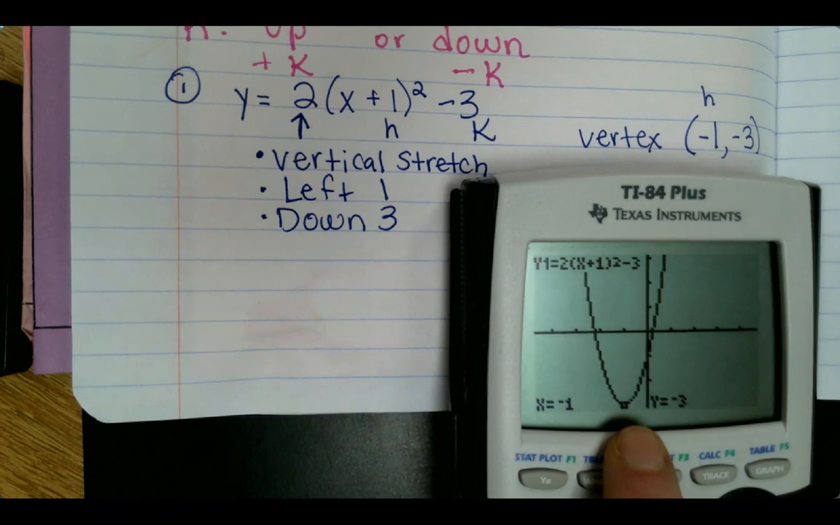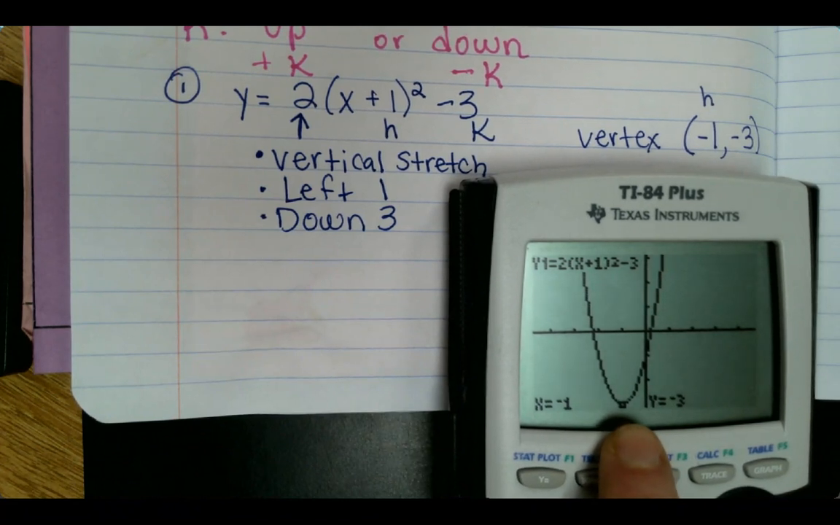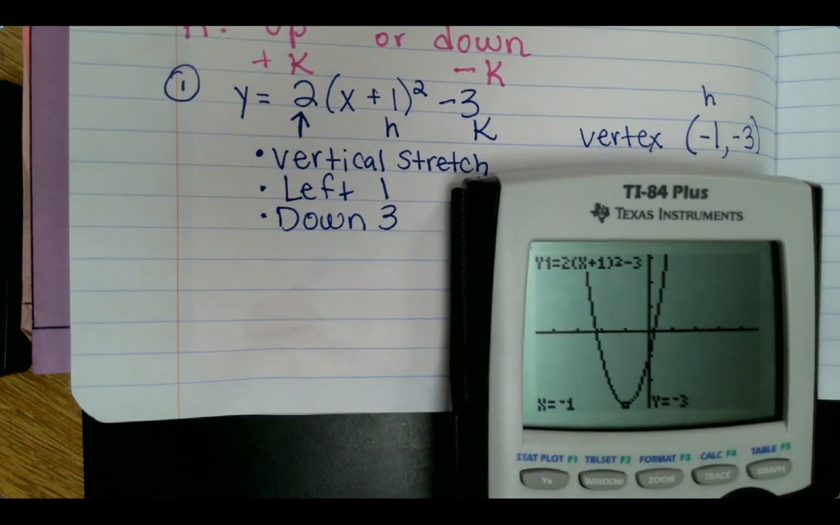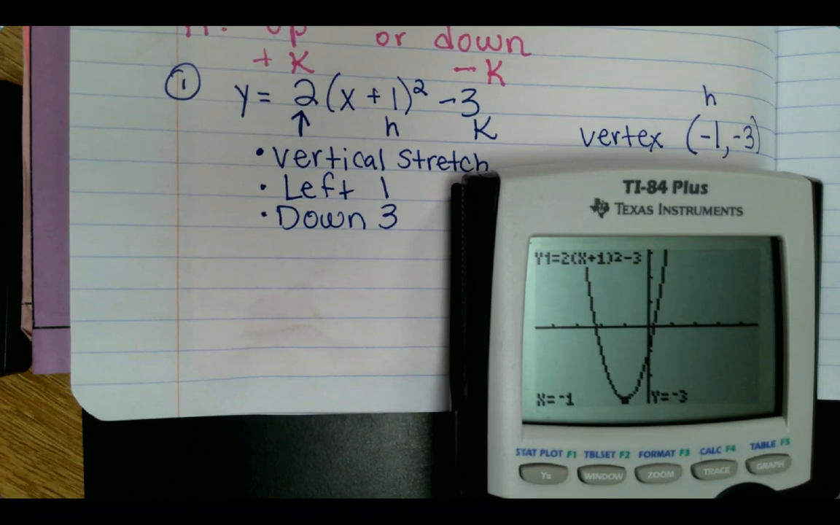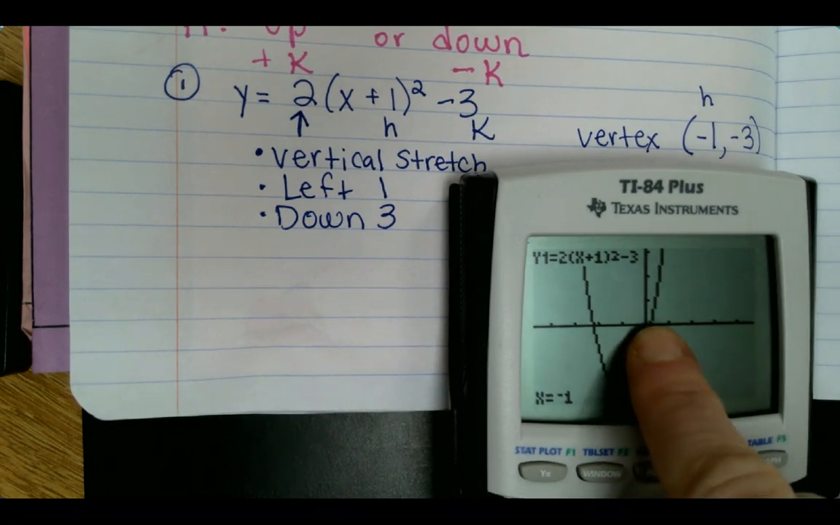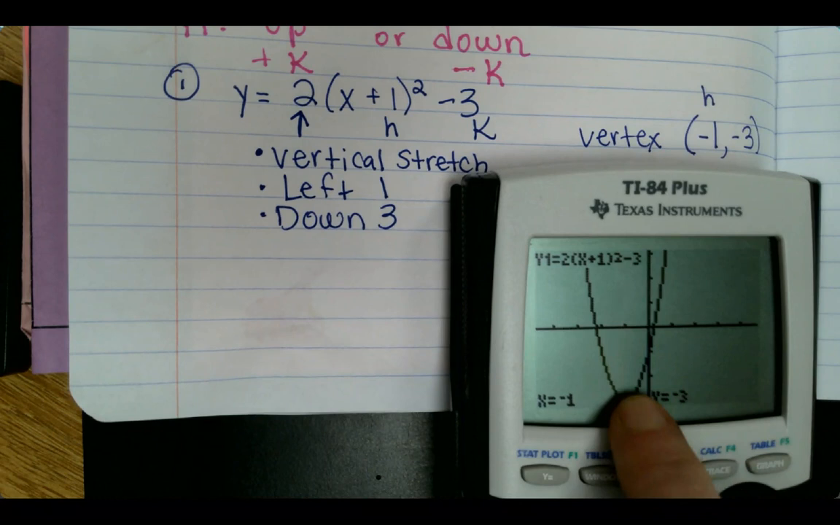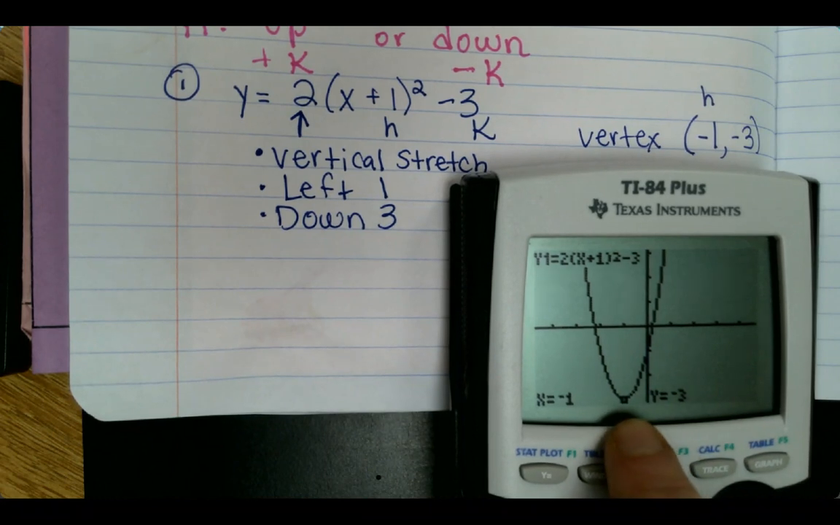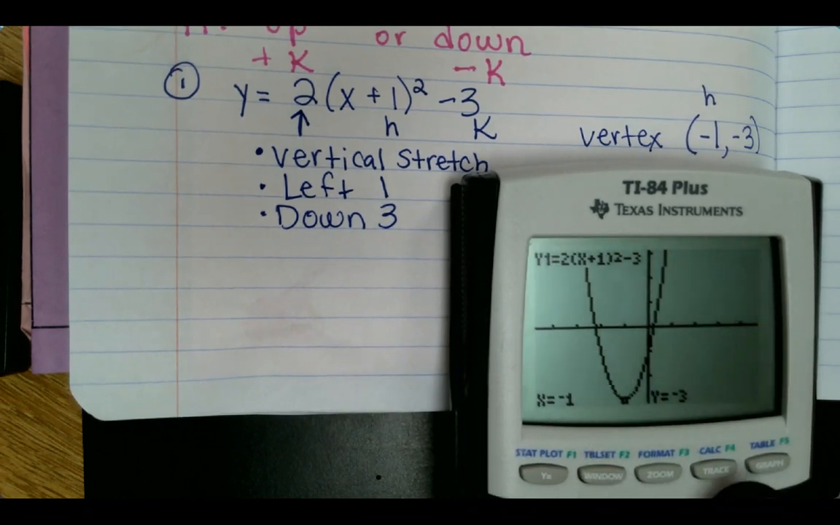Okay, also, was it a stretch? Does it look a little skinnier, a little taller? It's pulled. It's not compressed, and it's not the normal. Look. And then it's normally at the origin, but you go left 1 and down 3. So that works. Let's look at the table real quick.